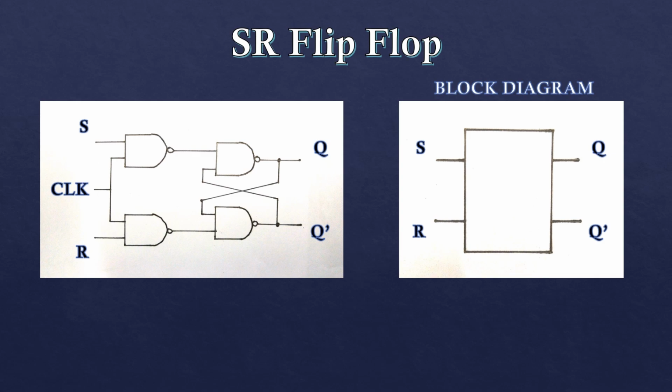And this is the block diagram. Instead of representing the clock, I have not shown it here. This whole thing is the SR flip-flop. So this is the set value, this is the reset value, and here is the Q output. And this Q bar we just use for representation.